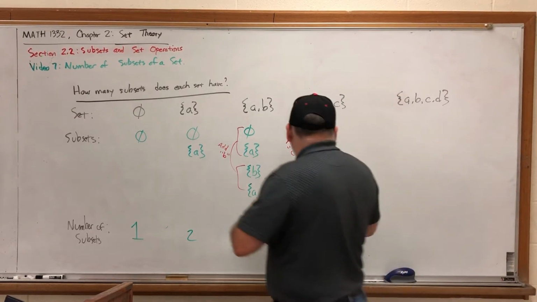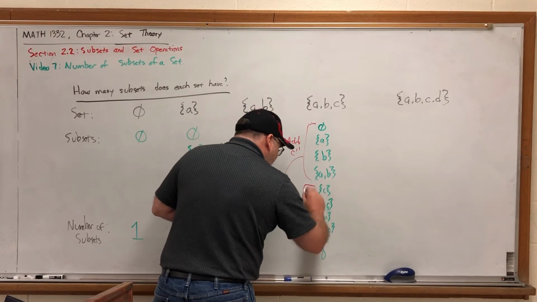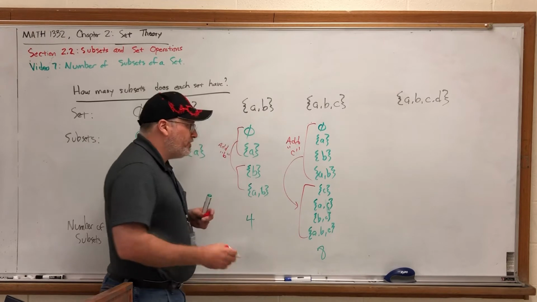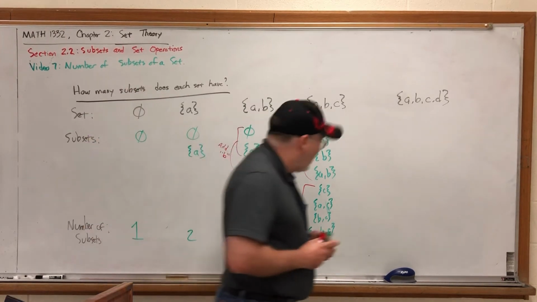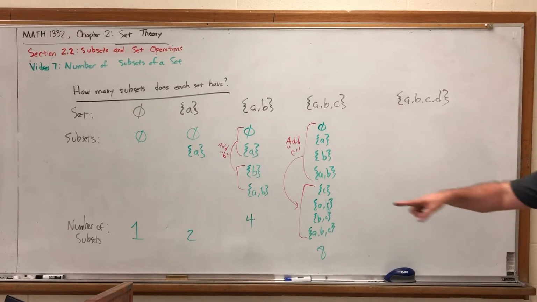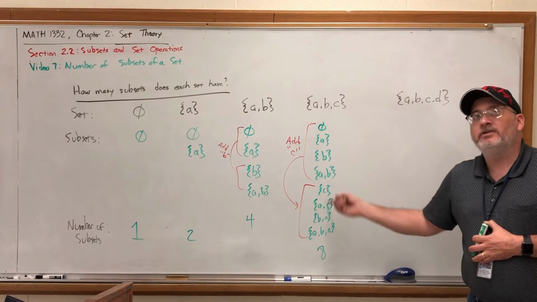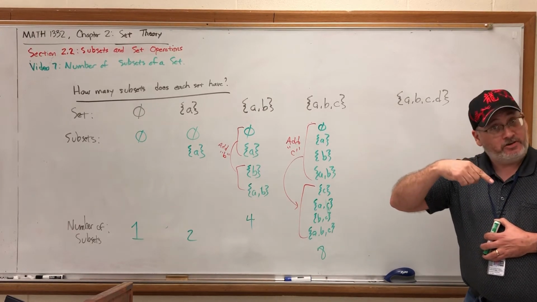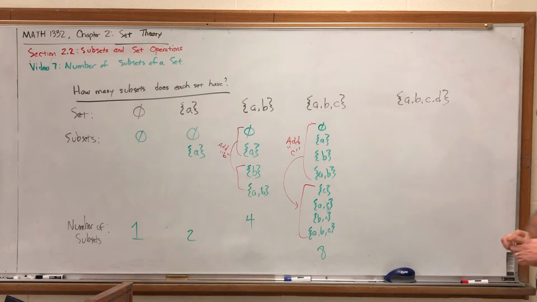So by taking all the subsets from the previous smaller set, writing them and then writing them again with the new element, the number of subsets doubled. So how many subsets do you think this guy will have? Look at the pattern of the number of subsets. 1, 2, 4, 8, 16. I'm going to list them all. It's going to be kind of fast.